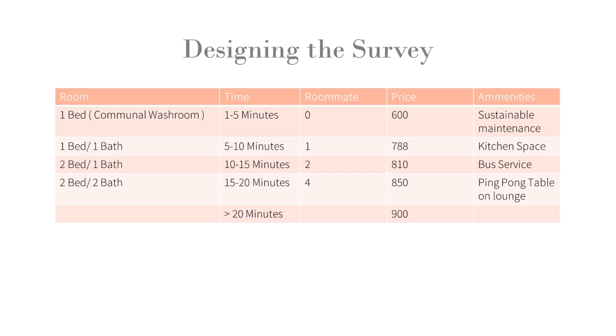We have the number of roommates, which go from 0 to 4, the price, and finally the amenities. The amenities include sustainable maintenance, which is a decreased water flow rate, kitchen space, bus service, and lounge amenities.